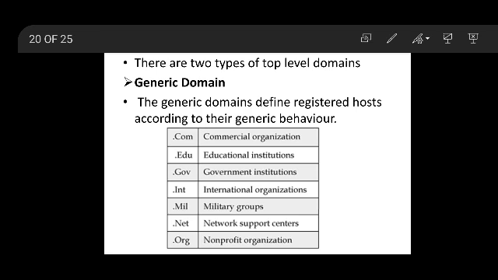So a top level domain can be a generic domain. If the top level domain is a generic domain, then these extensions like .com, .edu all depend upon the behavior of your company. Based on the behavior of the company, you will give these extensions. So that is the example of your generic domain. I think you are able to understand this.